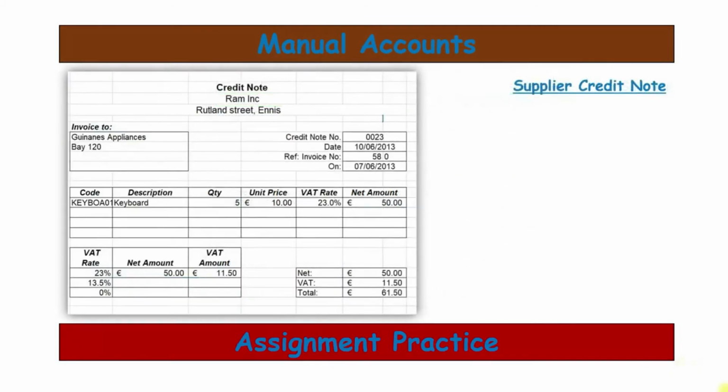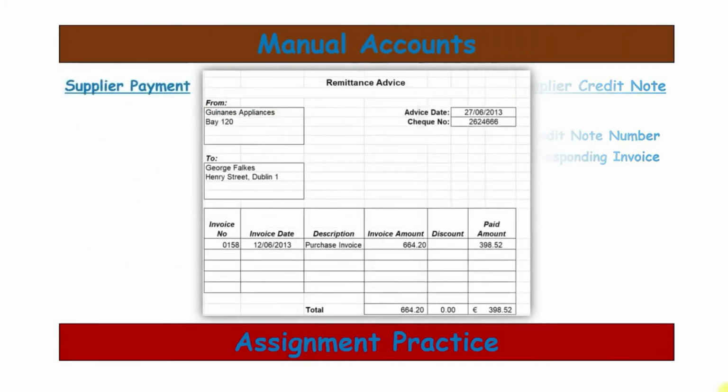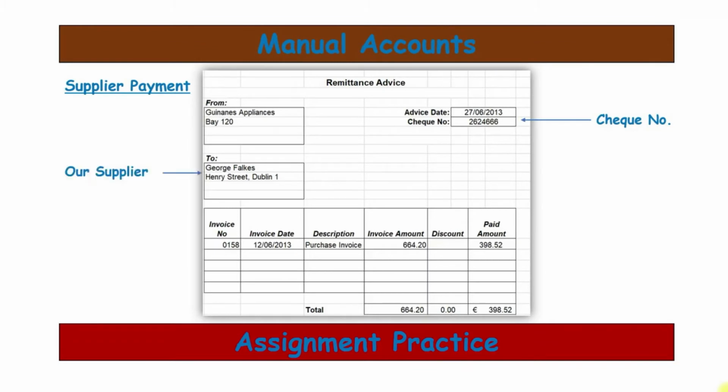The supplier credit note has a similar layout to the supplier invoice. One difference is that there will be a credit note number and also an invoice number which relates to the initial invoice that the credit note applies to. The remittance advice pages are supplier payments. Make sure you document the check number and the supplier that we paid.